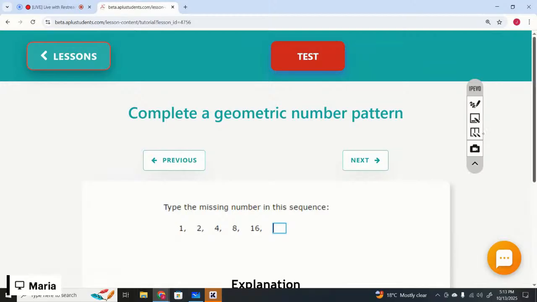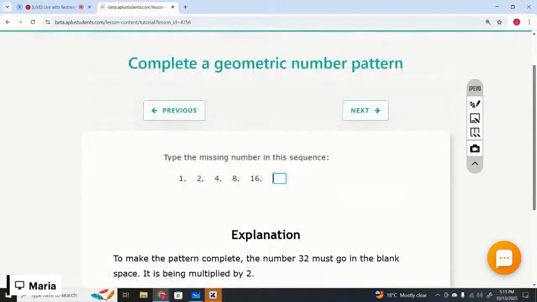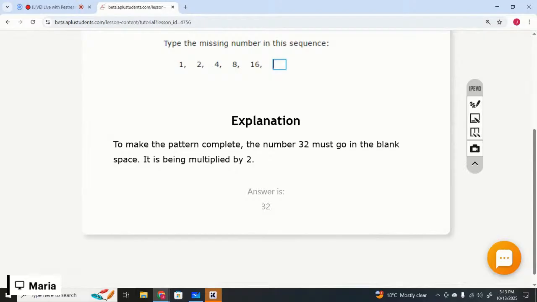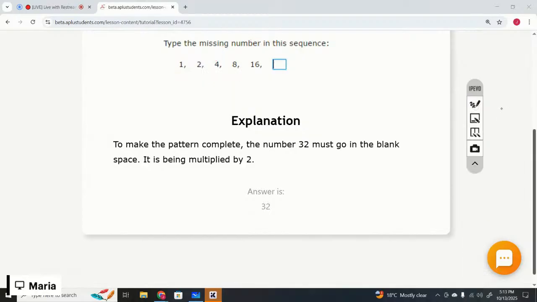1, 2, 4, 8, 16. We need to see how the pattern is growing. Now we're going to learn about the geometric number patterns. Geometric numbers are those in which you can get the next number either by multiplying or dividing by a specific number, right? You can see here 1 times 2 is 2, 2 times 2 is 4, 4 times 2 is 8, 8 times 2 is 16. So here we are multiplying, right? 16 times 2 is 32. So for the next number, 32 it is.